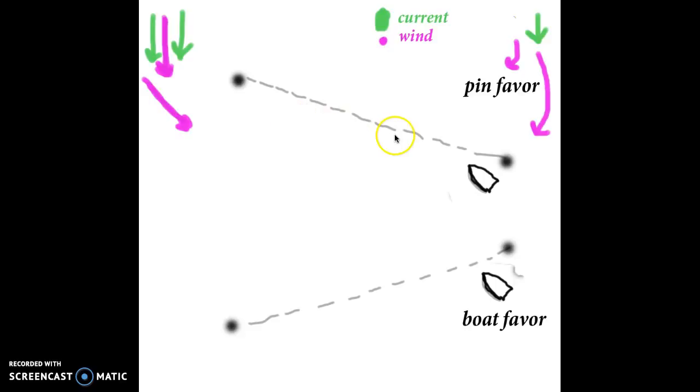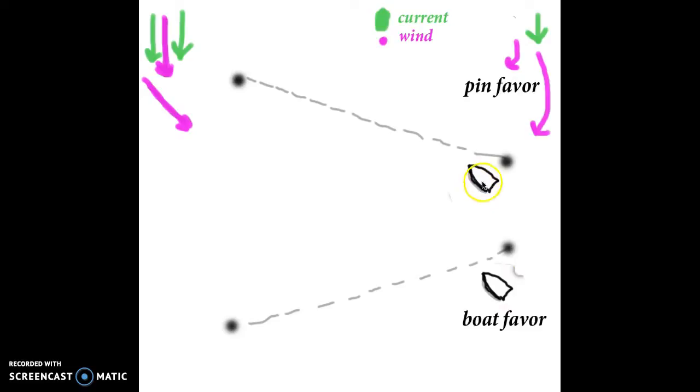The first thing we wanted to talk about in the debrief was these two starting lines, a pin-favored starting line versus a boat-favored starting line, and how the characteristics determine how you will approach them and how your boat accelerates toward them. So we have a boat at the pin end favored starting line and a boat at the boat end favored starting line. I tried to put them the same distance from the line, but actually the boat favored starting, this boat is farther from the line than this boat.